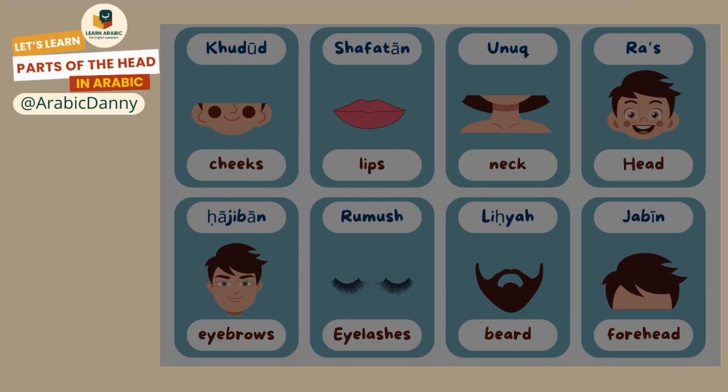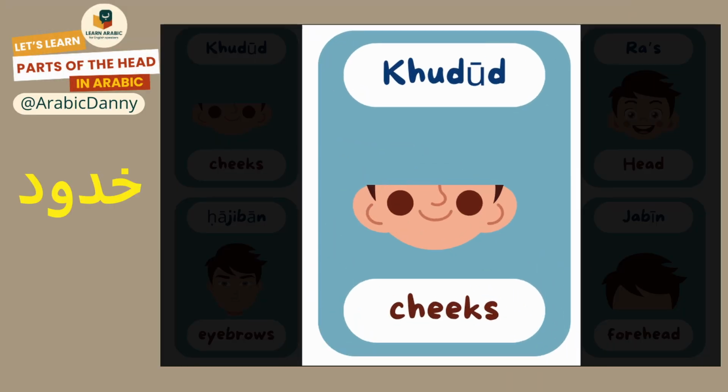Now, let's learn a new word. Cheeks. In Arabic, we say khed for one cheek and khudud for both cheeks. Can you try saying it with me? Khudud. It means cheeks. Let's point to the cheeks in the picture and say it again together. Khudud, cheeks.